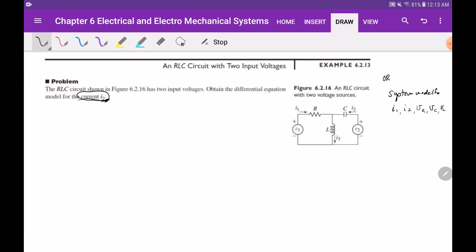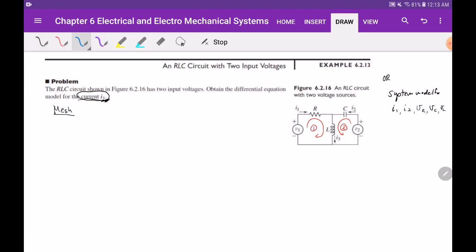Since it's asking for the current, I'm going to continue with the mesh method. Mesh analysis. Well, I need a mesh, I need a loop. So I'm going to say this is my loop number 1, loop number 2. Oh, this is nice. Look at the current directions, they're all in the same direction. It's a loop direction, so I don't have to mess around with a negative number. So let's see.